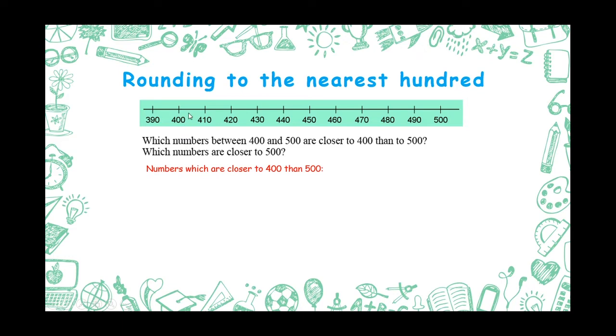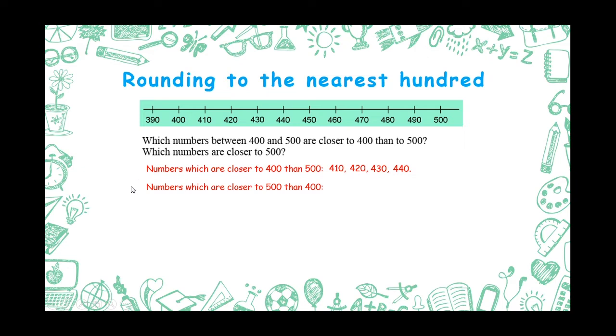Okay, we need to look at the tens. How many tens? 1 ten, 2 tens, 3 tens, 4 tens, 5 tens. Let's see which numbers are closer to 400. 410, 420, well done. And 430, do you think this is closer to 400? That's right, well done. And how about 440? Do you think it's closer to 400? Yes, that's right, 440. Look here, we have 1 ten, 2 tens, 3 tens and 4 tens.